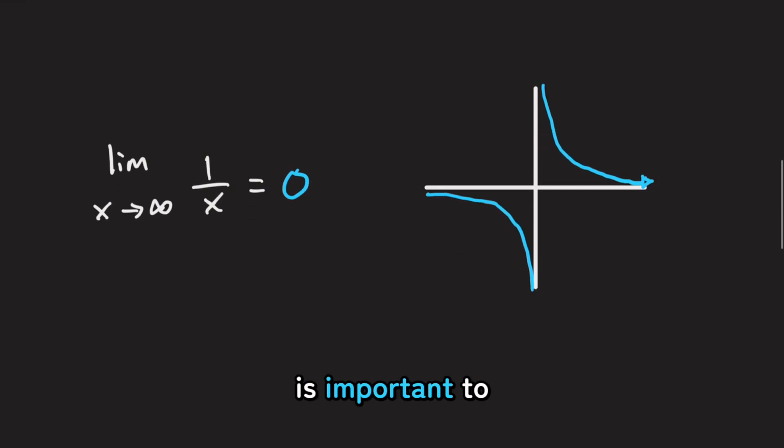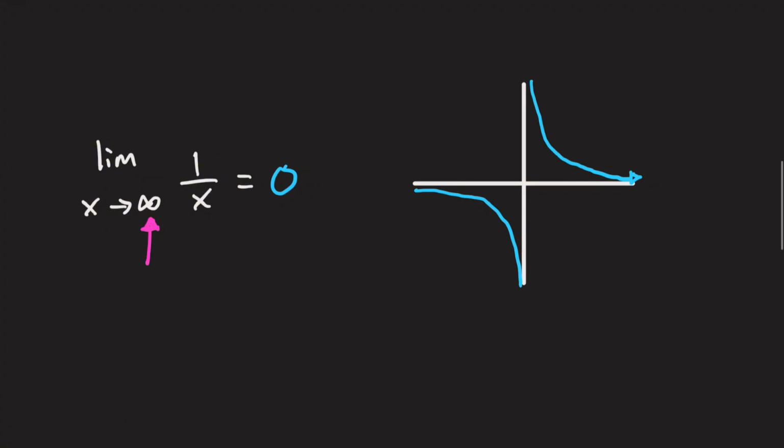Where it really is important to be thinking about what happens when x goes to infinity, though, is for cases like this one, where as you make x bigger and bigger and bigger, the output of the function gets closer and closer and closer to 0 until it basically is 0. And in this case, we would say that the limit is 0.